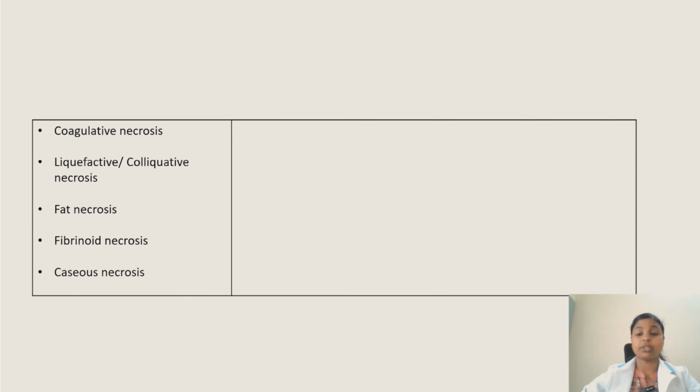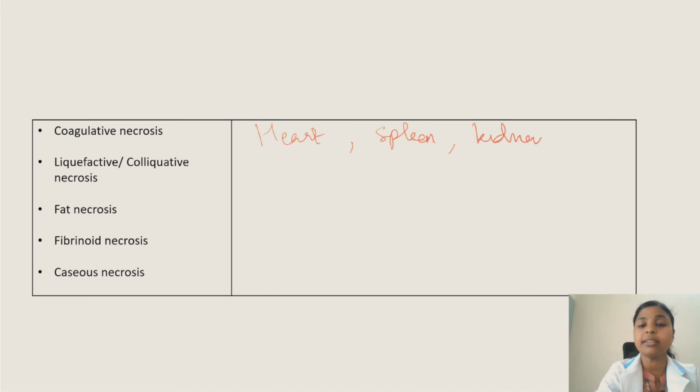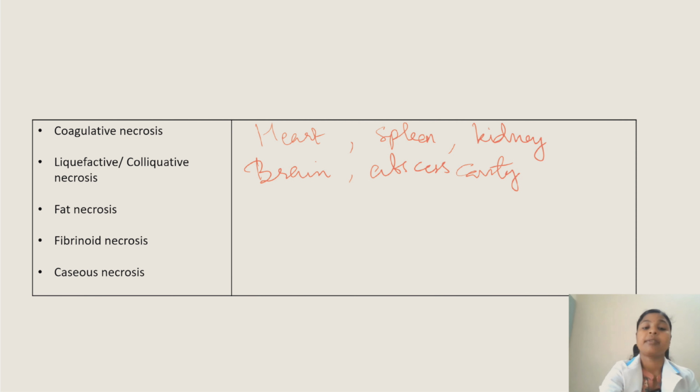So, first one is the coagulatory necrosis. In which organs is the coagulatory necrosis seen? Here, the coagulatory necrosis is seen in heart, spleen and kidney. So, these are the various organs where coagulatory necrosis happens. Then liquefactive or colliquatory necrosis is seen in brain and abscess cavity. Then fat necrosis is seen in pancreas and breast.